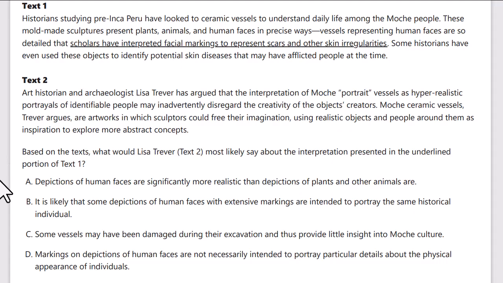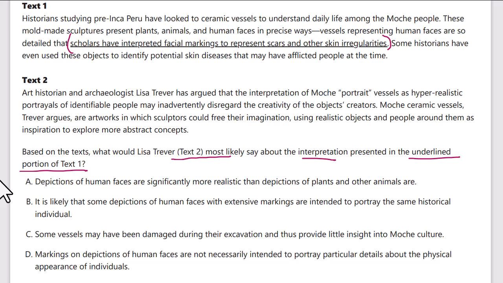Okay, in this paired passage problem, we actually want to know what text 2 would say about the interpretation in the underlined portion of text 1. So there I see the underlined portion right there. And I might be able to get away with just reading that and then reading 2. That might be enough to set up the conditions to answer the problem. But I still like reading the whole thing, even if it's pretty quickly, just to get the idea.